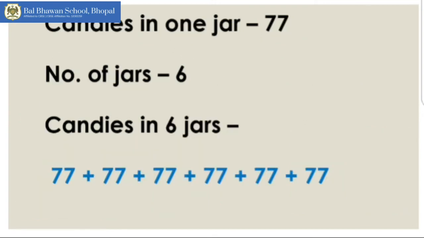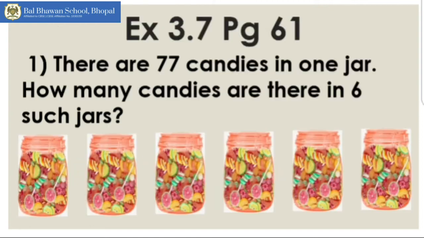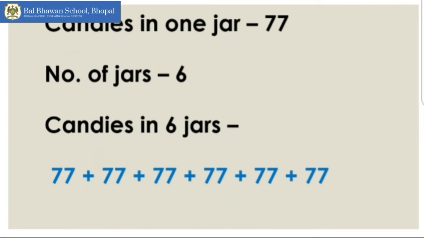Children, how many candies are there in one jar? Yes, it is 77. And how many jars are given here? Yes, it is 6. So we have to find out how many candies are there in 6 jars. For finding out the total number of candies, you have to add all the candies given in these six jars and find out the total. Ma'am has done that only.